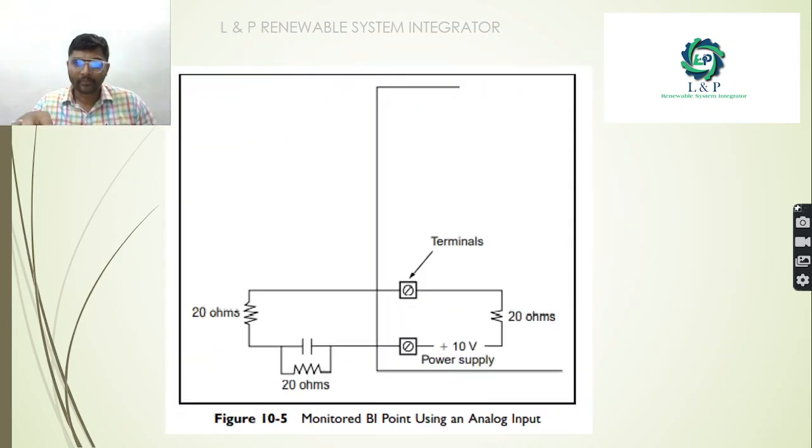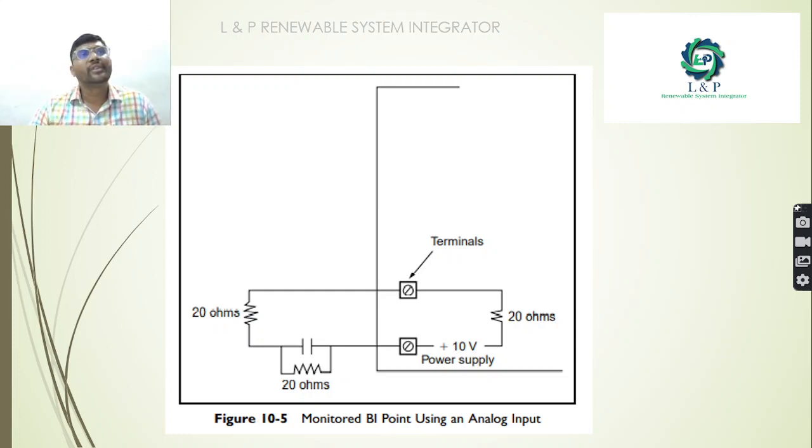Next, in the same way, we can also monitor an analog input with the help of 10 volt DC power supplies. Also, only with the help of change of resistance we can sort out the exact value of the physical change which is happening outside.